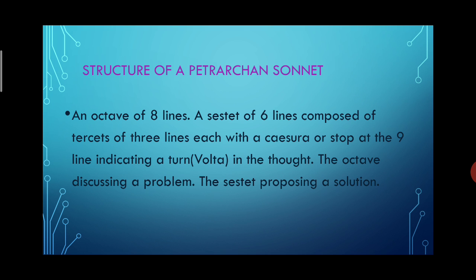So this is an important characteristic of a Petrarchan sonnet, that the caesura or the stop in the 9th line is indicated by a full stop. So the octave discusses a problem and the sestet proposes a solution. So we can easily identify a Petrarchan sonnet by its rhyming scheme A B B A, A B B A, C D E, C D E, or C D C or C D C.